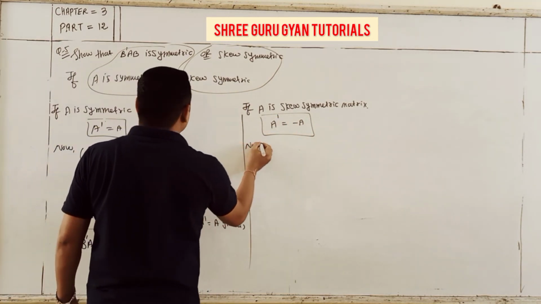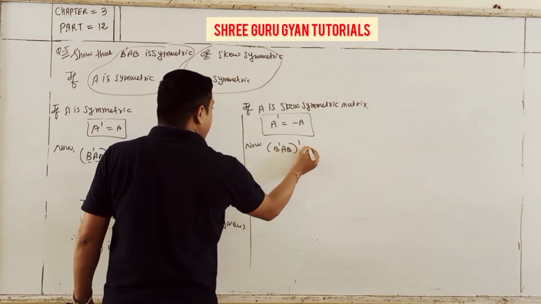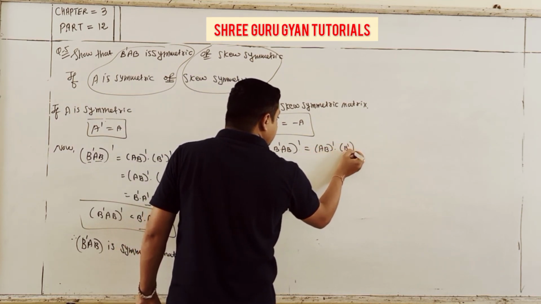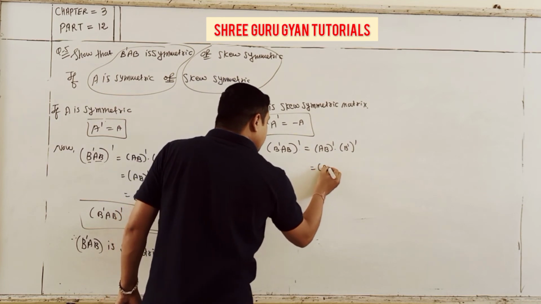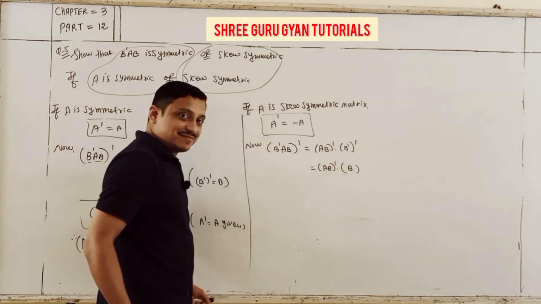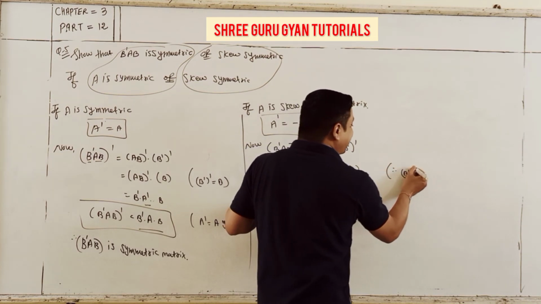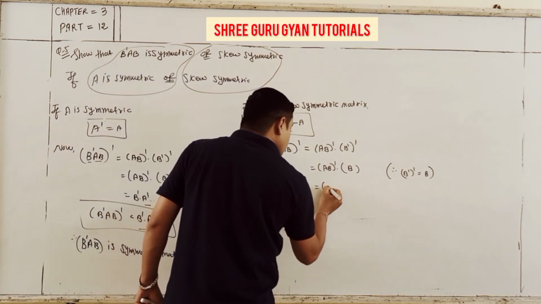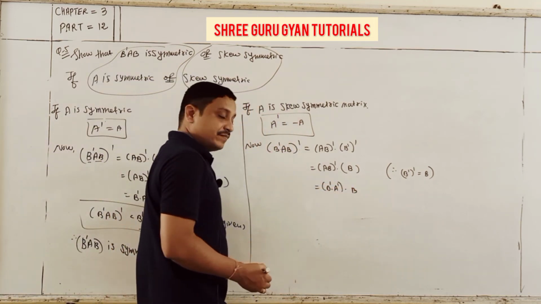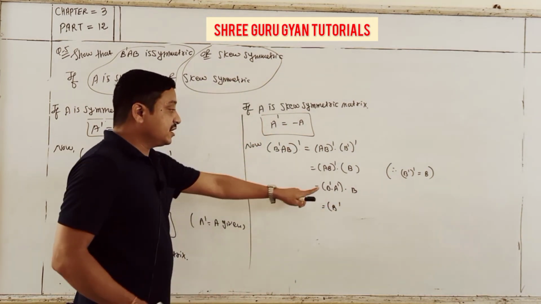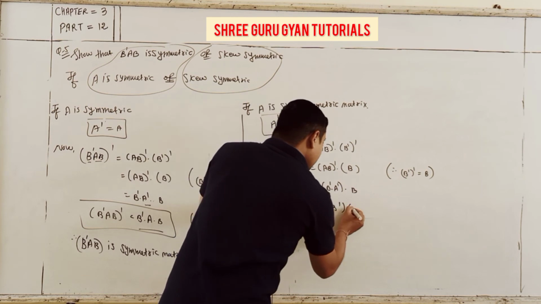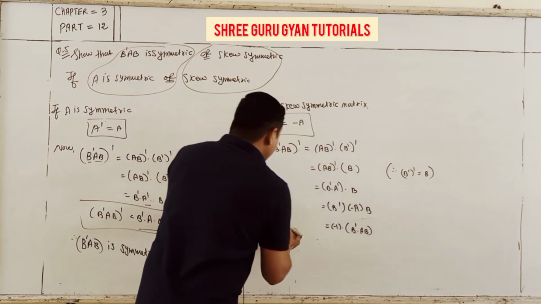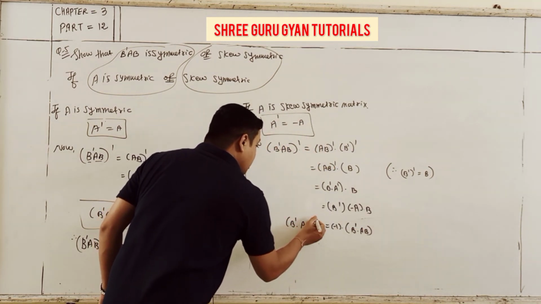So now B dash AB dash, taking the transpose of both. It is AB dash of B dash dash. Now here the same AB dash, but B dash dash is B, because of the property that transpose of transpose two times is the same. Here apply the same, B dash A dash B, and here A dash is minus A, and B the same. Just carry the minus outside, it is B dash AB, the initial one, coming now with a minus outside.